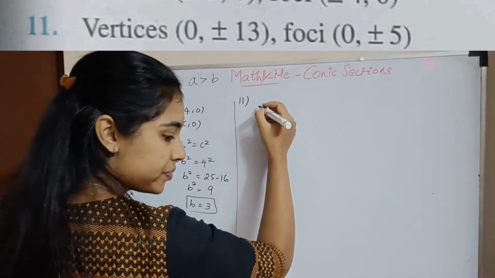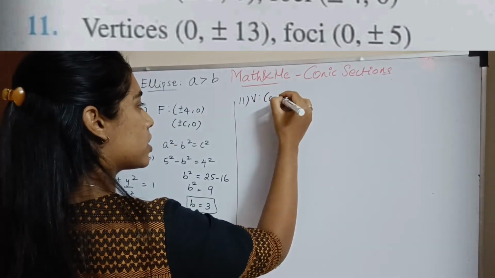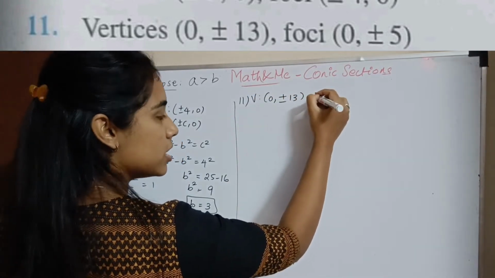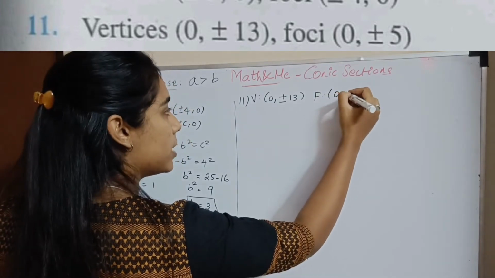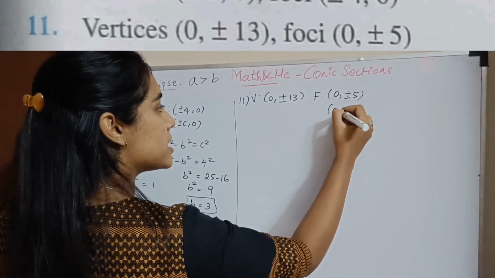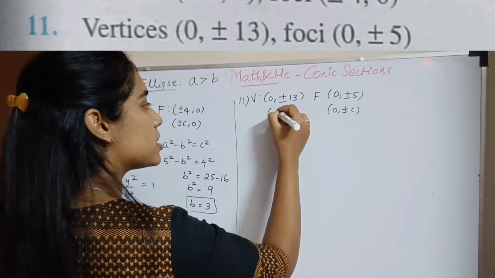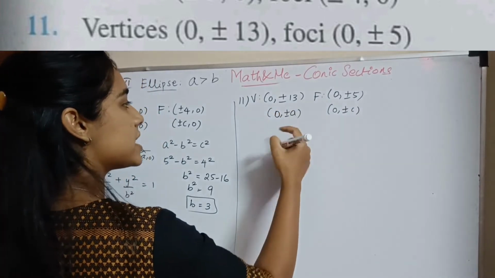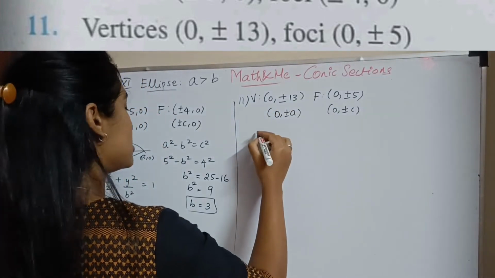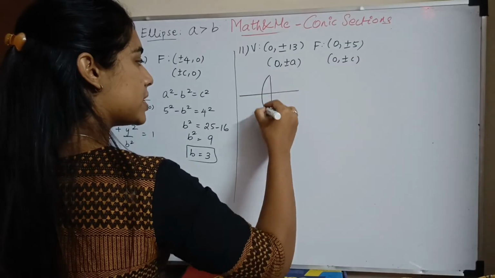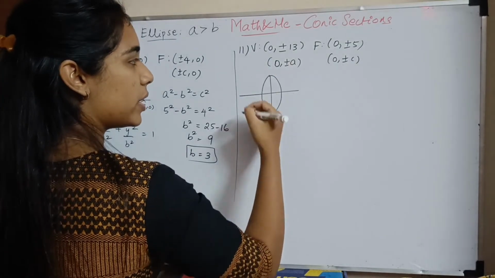Question number 11. Vertices are 0, plus or minus 13. Foci is 0, plus or minus 5. So 0, plus or minus c. So this should also be 0, plus or minus a. They lie on the same axis. So how does your ellipse look like? So it is along the y-axis, because it is in the y coordinate.